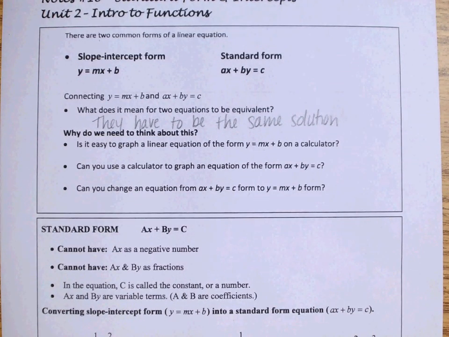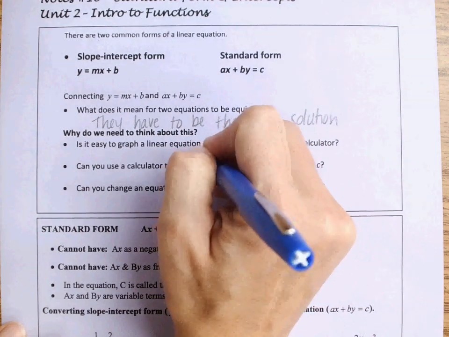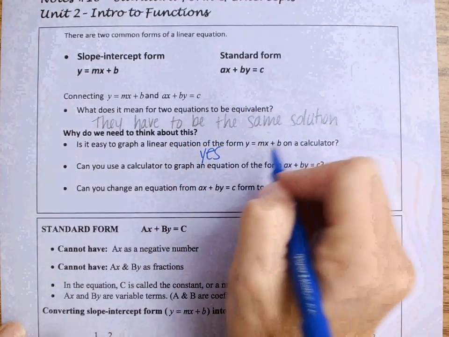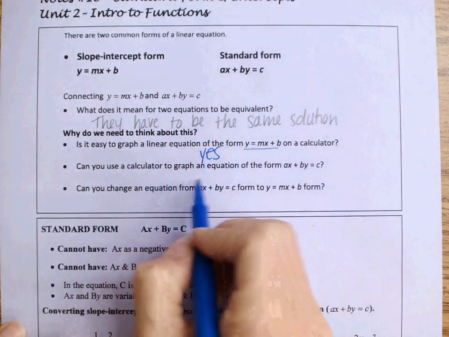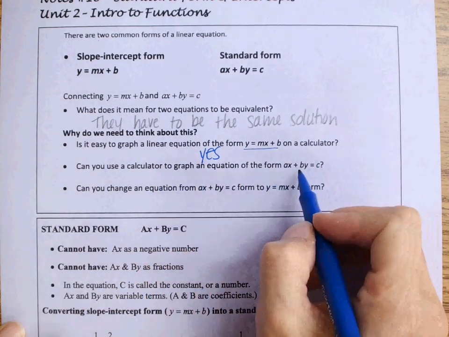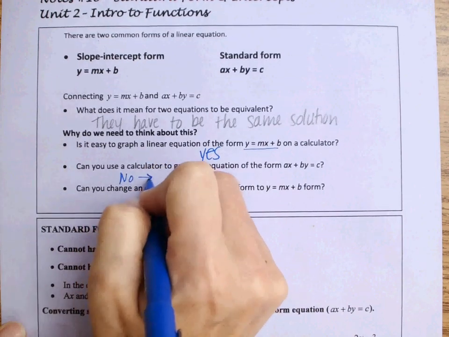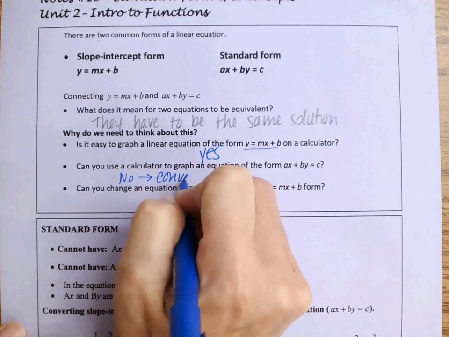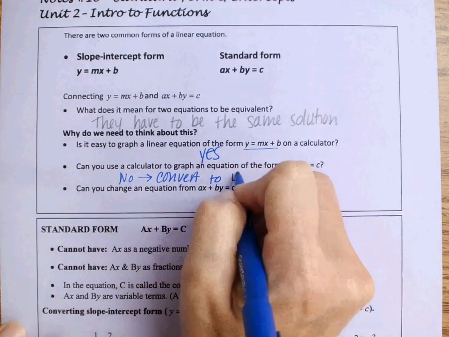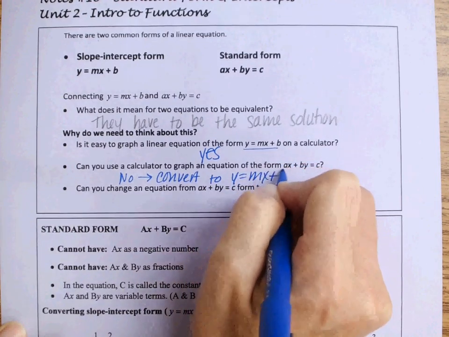The next one: is it easy to graph a linear equation in the form of y equals mx plus b on a calculator? Yes, it is. And we'll be doing quick graphing with that. Can you use a calculator to graph an equation in the form ax plus by equals c? No. We are going to have to convert to y equals mx plus b.